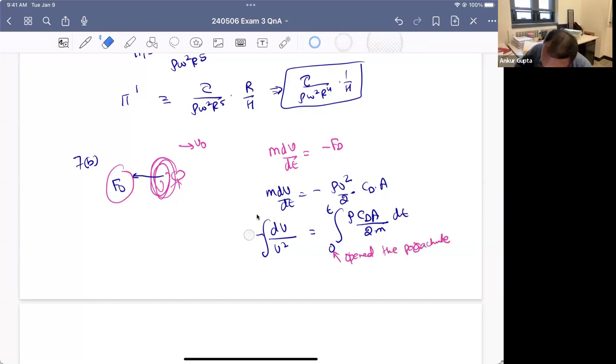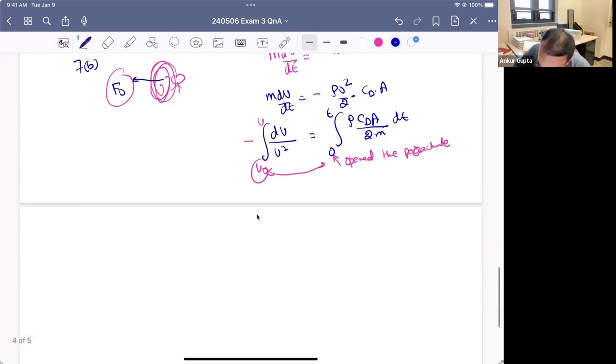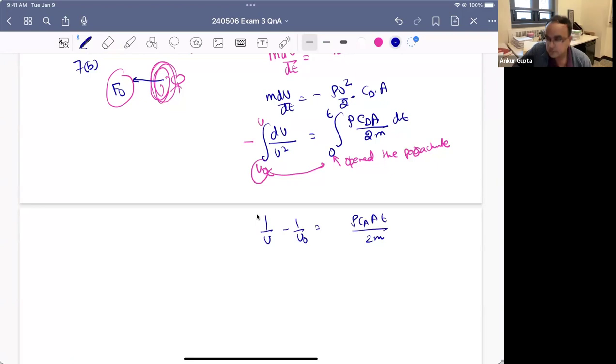Then I will have minus d by u square from u naught to u. That's the velocity again when we open the parachute. And that's how I got the 1 by u naught minus 1 by u. Actually 1 by u minus 1 by u naught is equal to rho CdA t by 2m. And so that's how it was derived. I'm happy to discuss in more detail, Hassan, if this is not clear.